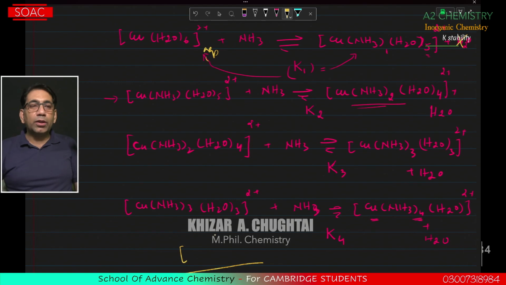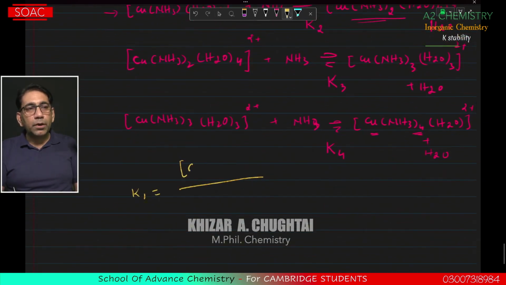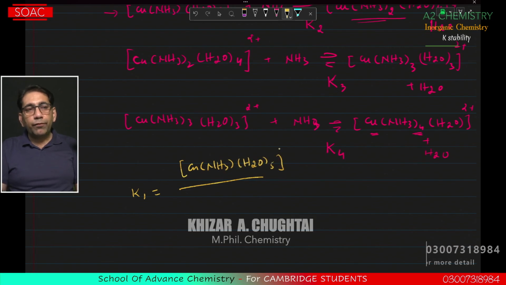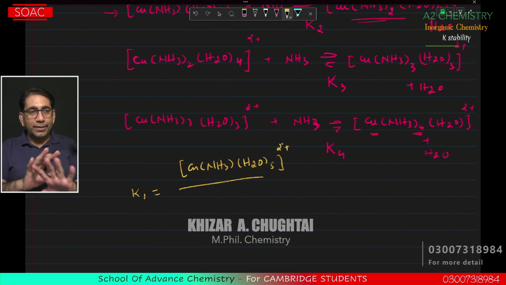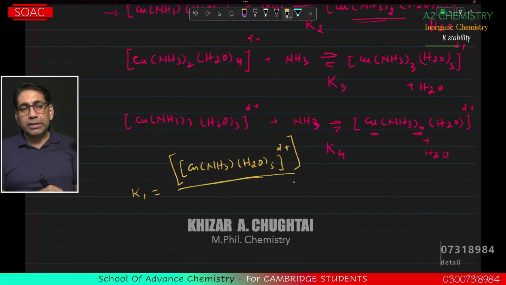So what is on the right hand side? I mean, what are the remaining products? That is this one: Cu(NH3)(H2O)5 2+. That's all. So this is basically the complex formed over here, and you can say this is the concentration of this complex ion. You can mark it as well.